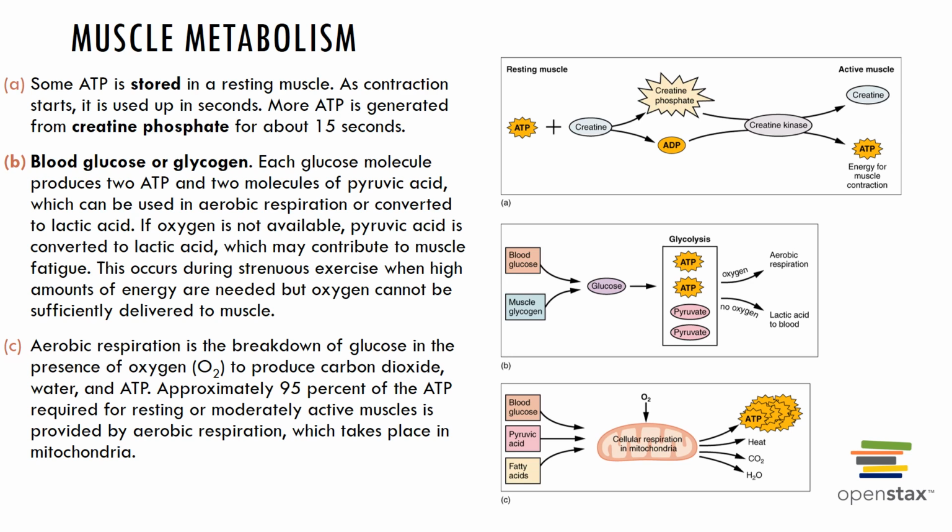And aerobic respiration takes place in the mitochondria. Glycolysis takes place in the cytosol. So your muscle metabolism goes through these series of steps depending on the amount of energy they need for a contraction.